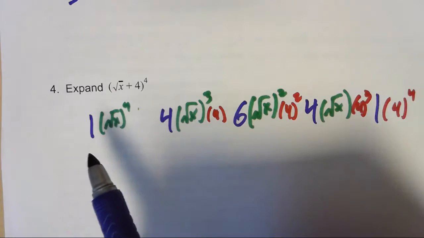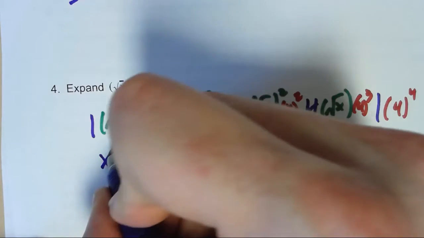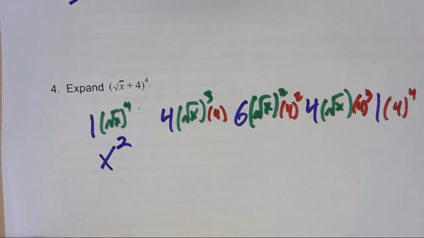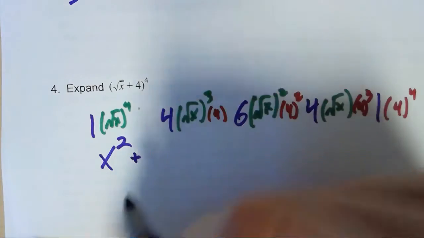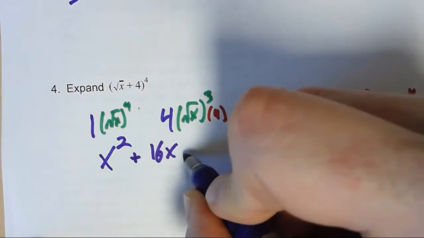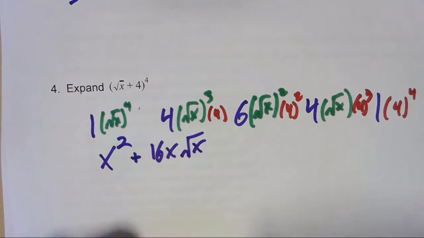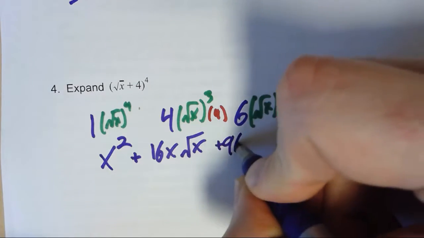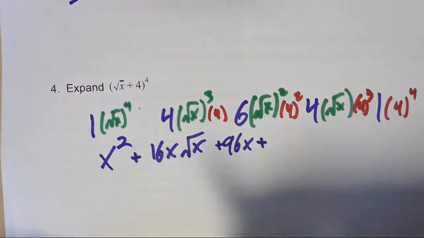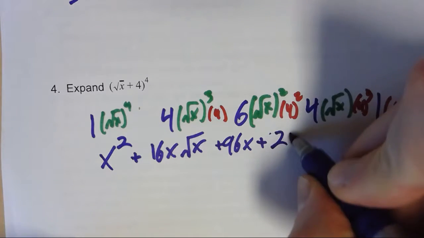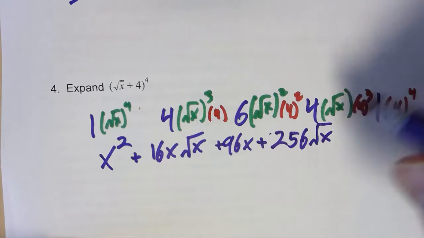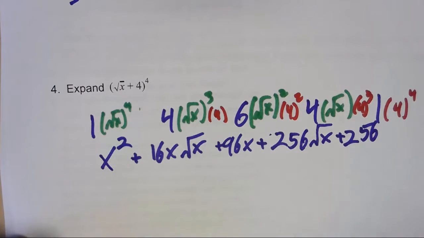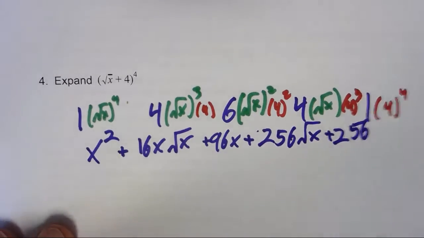Square root of x to the 4th power means that that's going to equal x squared. 4 times 4 is going to be 16. But we're only multiplying by square root of x 3 times. So that means we have 16x, but we still have an extra square root of x left over. 6 times 4 squared, that's going to be 96x. Next, 4 cubed times 4 is 256 times square root of x plus 256. So that is the expanded form for number 4.